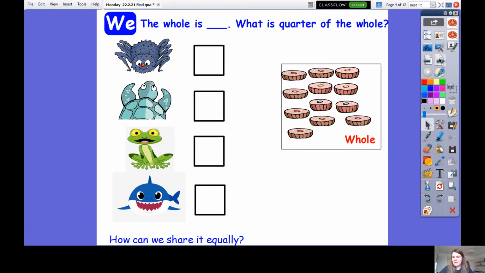Fantastic. Okay, let's see if we can do this one then. So this time I need to count how many of these lovely biscuits are going to be shared out between the spider, the turtle, the frog and the whale. Right, let's count how many cookies there are together. Counting with me. 1, 2, 3, 4, 5, 6, 7, 8, 9, 10, 11, 12.